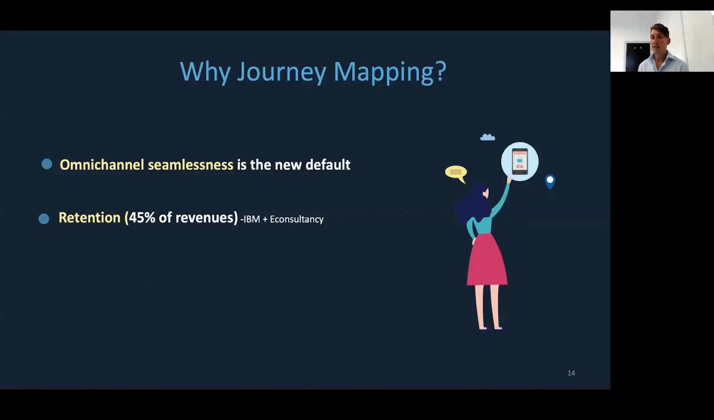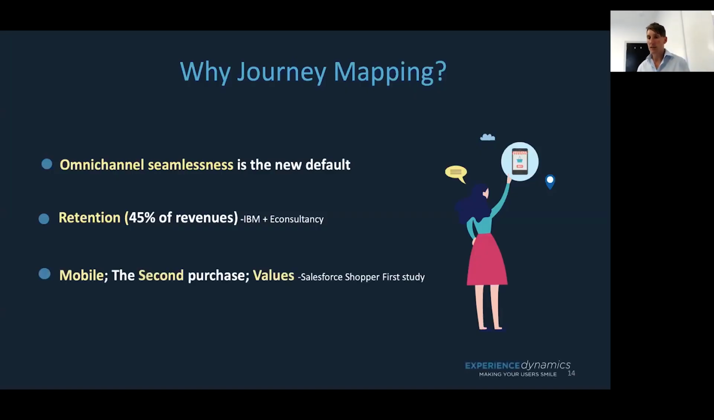Also, IBM and e-consultancy have found that 45% of revenues come from retention activities. So the money's in retention. Instead of spending money to get a new customer to acquire, it's cheaper to upsell or go deeper into that customer, right?